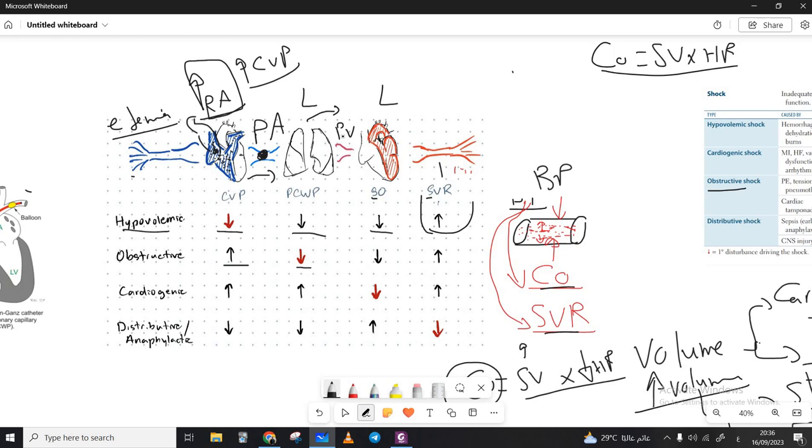So since we have less blood flowing to the pulmonary veins, we also have less blood flowing to the left side of the heart. This means less blood here, so less blood being pushed, and you will eventually have less cardiac output because you have less stroke volume, right? That's it. So this will be decreased, and this will be decreased.